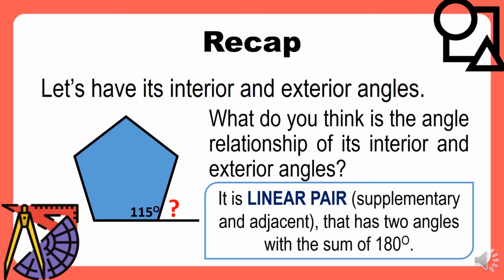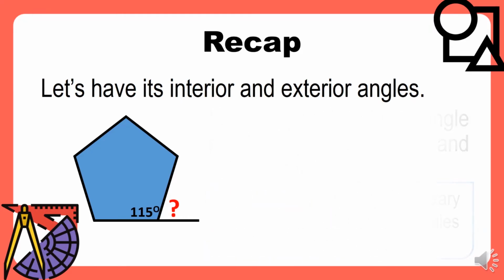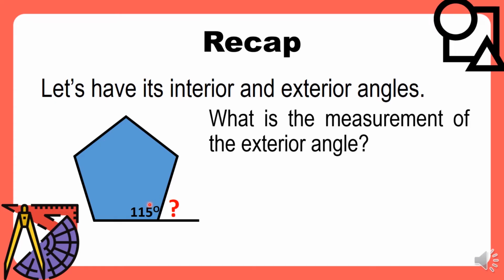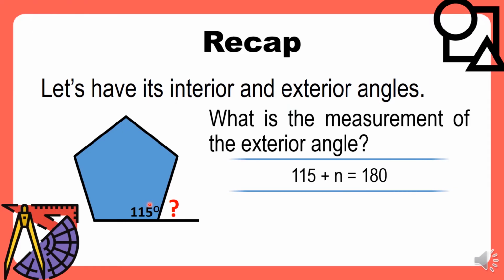Since we already know that the interior and exterior angles are a linear pair, let's try to find the missing angle measurement. By having 115 degrees as the measurement of our interior angle, what is the measurement of the exterior angle? Remember, a linear pair is 2 angles with a sum of 180 degrees. Let's solve this by having 115 plus n is equal to 180 degrees.